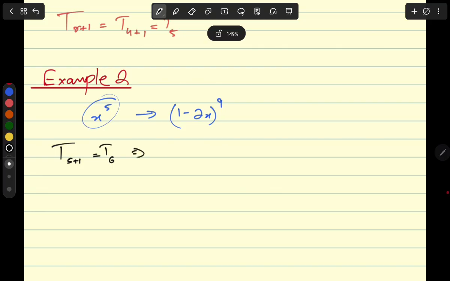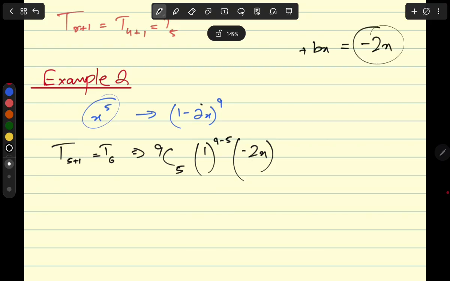and this is going to be nCr, n is 9, combination, r is 5, a power n minus r, which is 9 minus 5, and then minus 2x. Now the plus bx, which was the second term in the general form, is now the same as minus 2x. So we have to put the entire minus 2x, this entire term, inside the bracket and raise it to the power of 5, which is r right here.